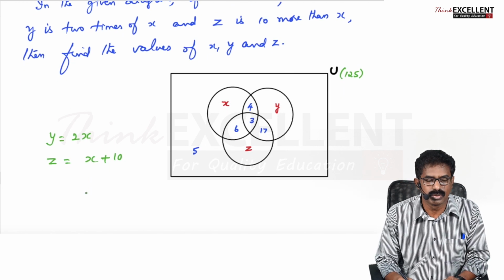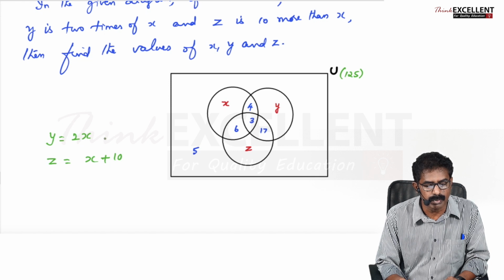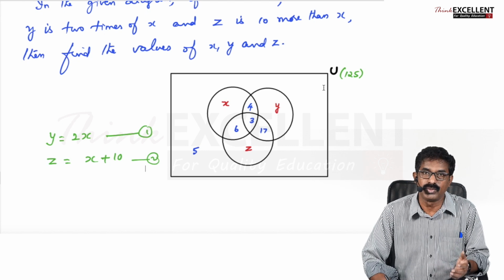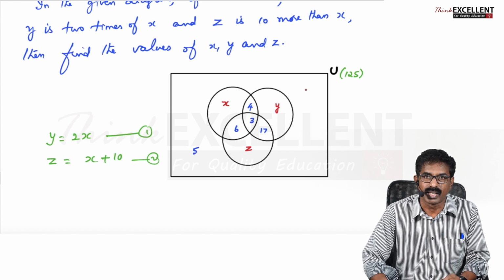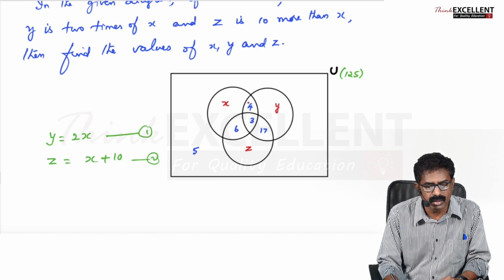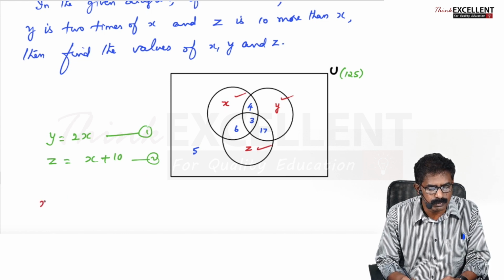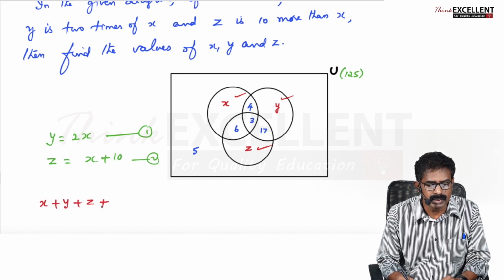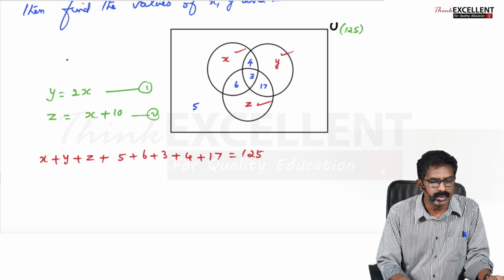So 3 unknowns, so 3 equations we need, 2 equations we have. So I'm taking them as equation number 1 and equation number 2. And you know, if you add everything, you are supposed to get n of u. What is n of u here? 125, right? So you add everything, first I'm adding the alphabets, x plus y plus z, plus the numbers you see, 5 is there, plus 6, 3, 4, 17 is there, right? If you add all these, you are supposed to get 125.